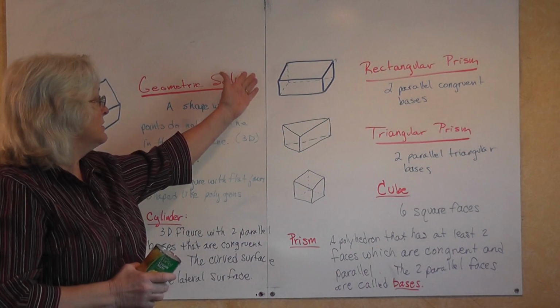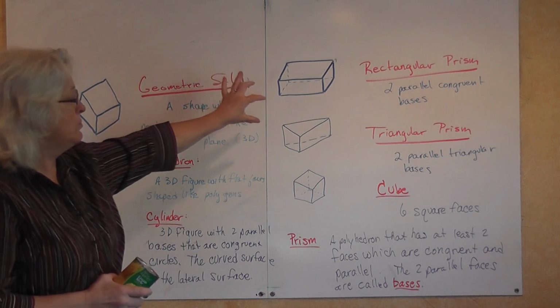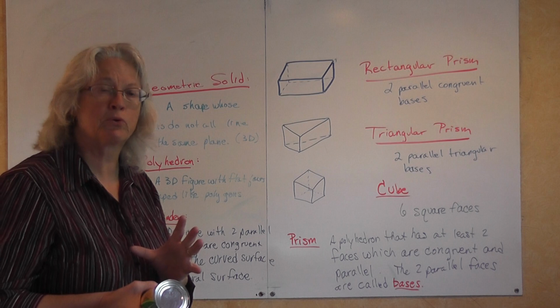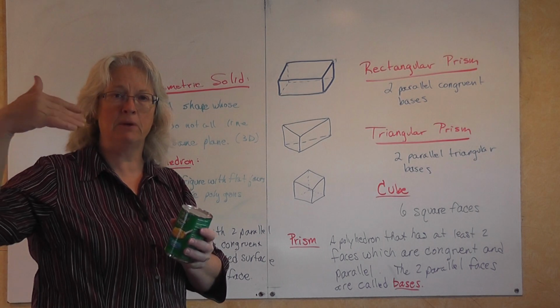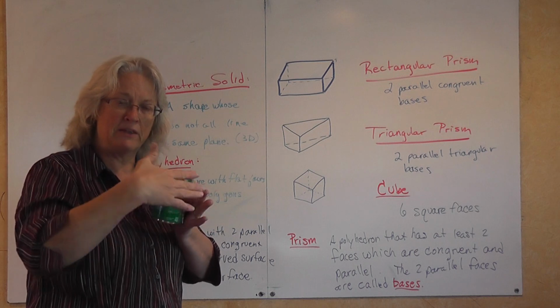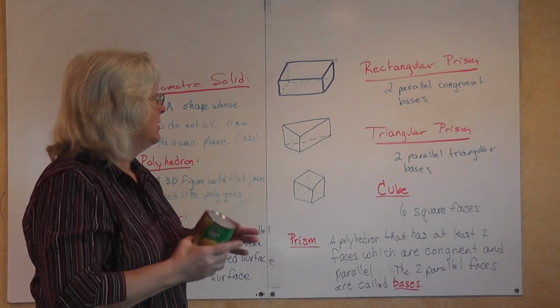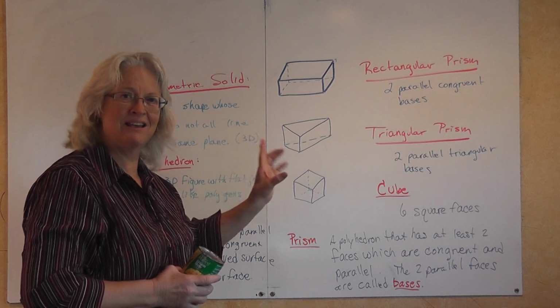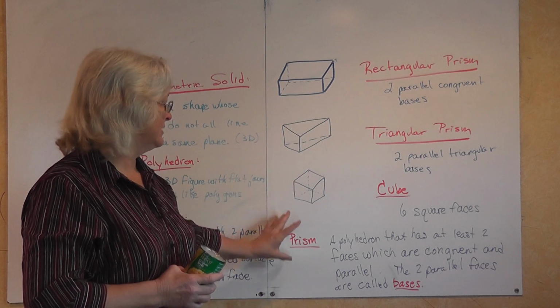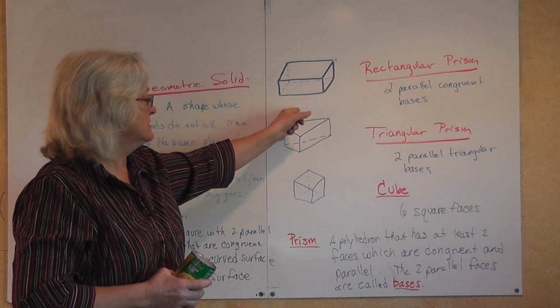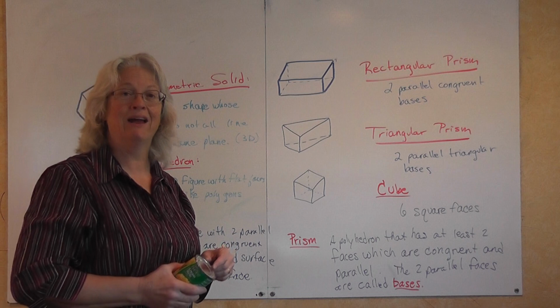Then, on this right side here, we have what we call prisms. A lot of you are familiar with prisms because if you send a beam of white light through a prism, it will bend that beam of light, and that's where you get that rainbow look. Well, a prism has a technical math definition: it's a polyhedron that has at least two faces which are congruent and parallel.